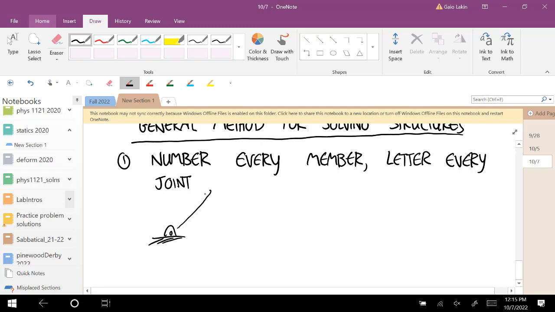If we have a structure like this, just assign a number to each one of these. It doesn't matter what they are. That doesn't change the answer or anything. Assign each one of these joints a letter, just so we can refer to them as we go through it.